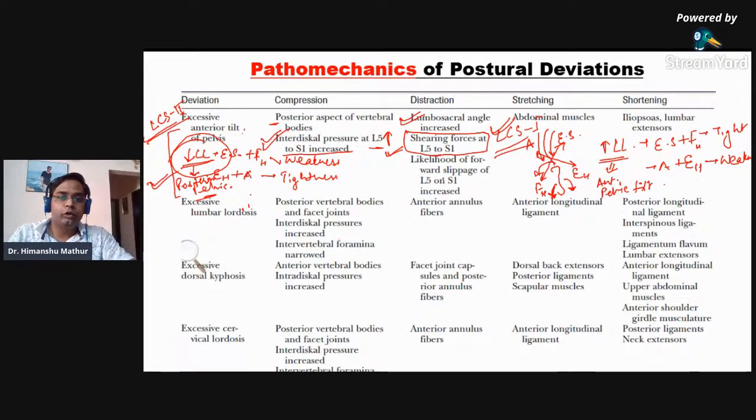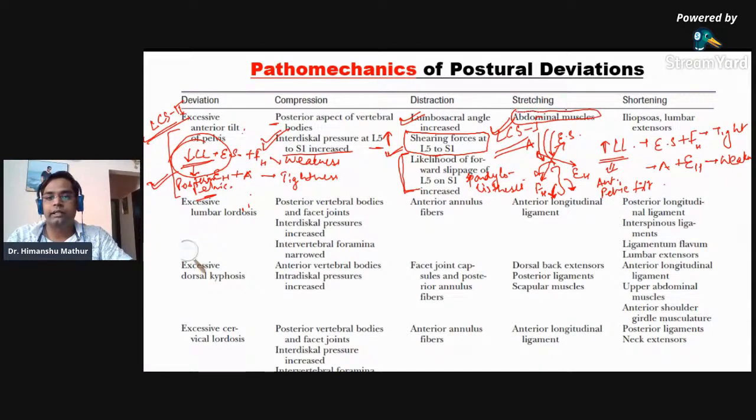Likelihood of forward slippage of L5 on S1, which is known as spondylolisthesis. So such cases can lead to spondylolisthesis. I should write it here. Spondylolisthesis. Now the stretching would be of your abdominal muscles.